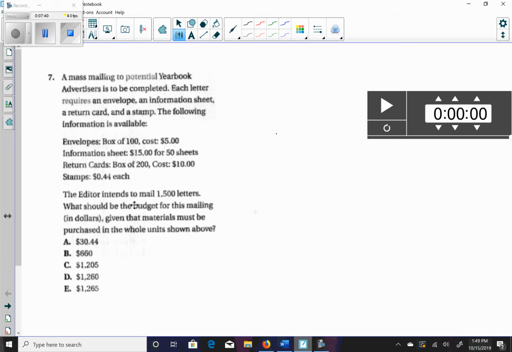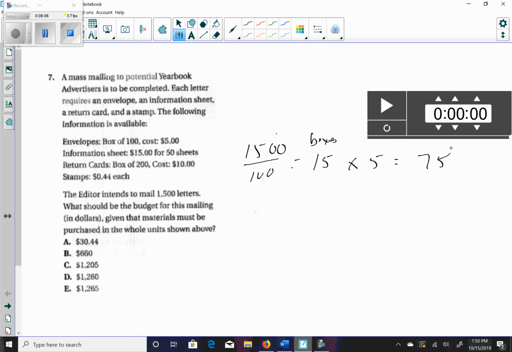So the envelopes, there's a box of 100 in each box. So I'm first going to figure out how many boxes I need. I'm going to take the 1,500 letters that I plan on sending, divide that by 100, and that tells me that I need 15 boxes. I need 15 boxes, and each box costs $5. So I'm going to multiply that by 5, and the boxes are going to cost me $75.